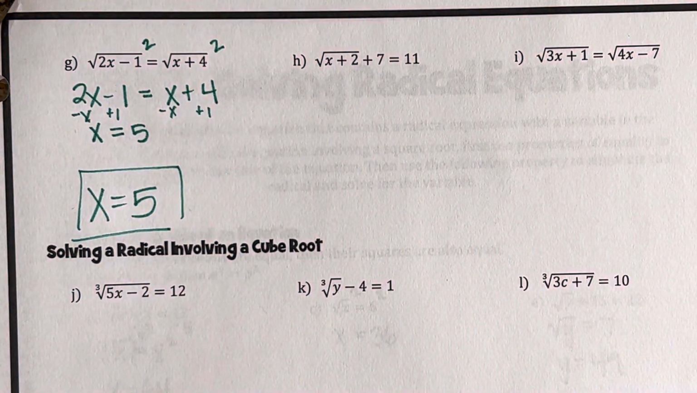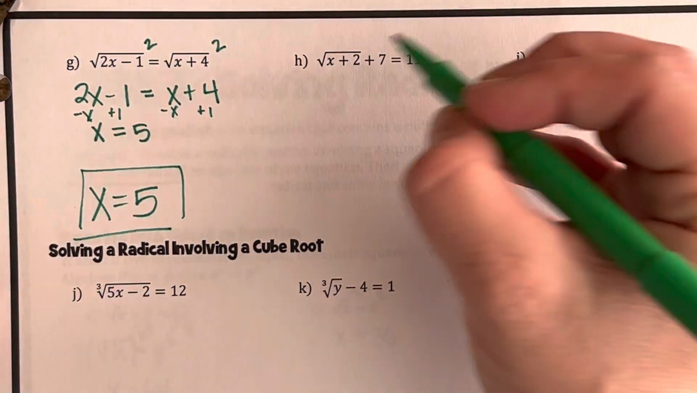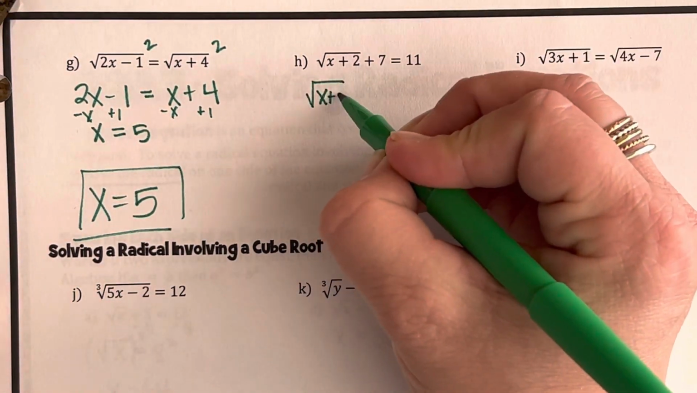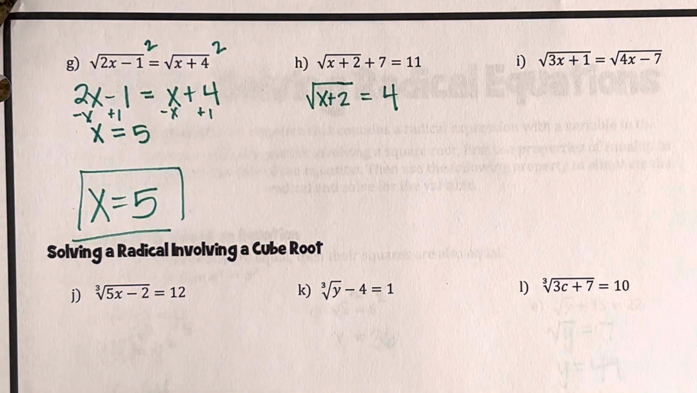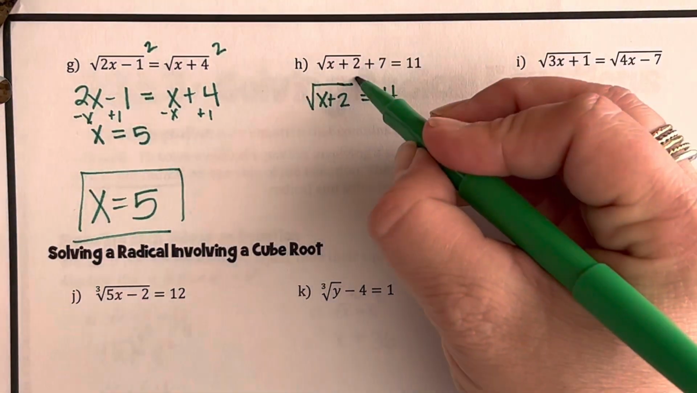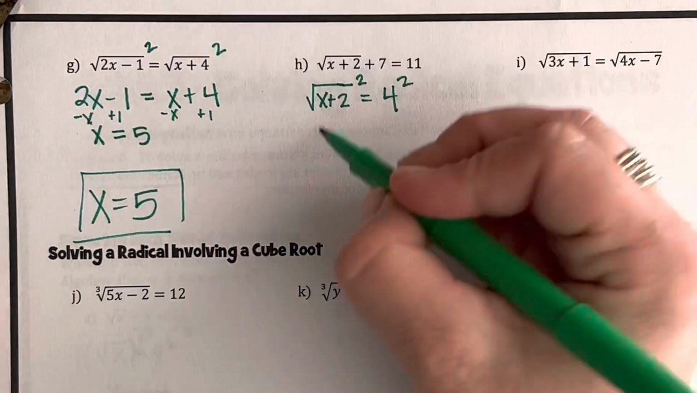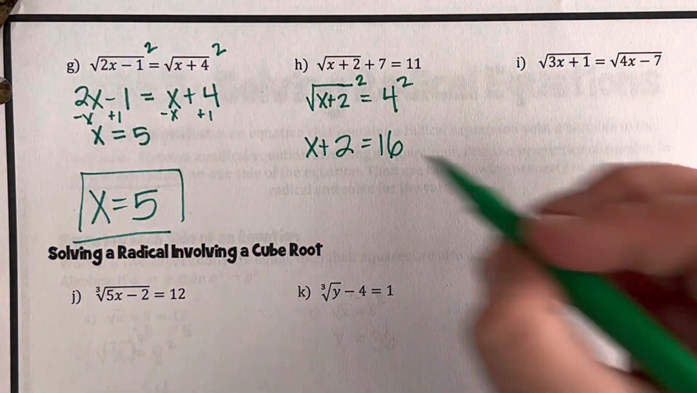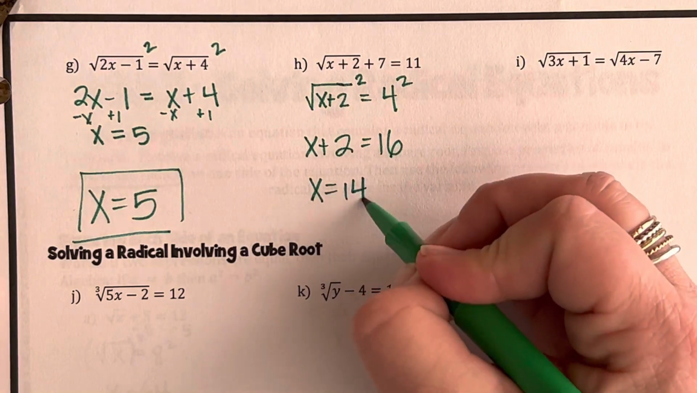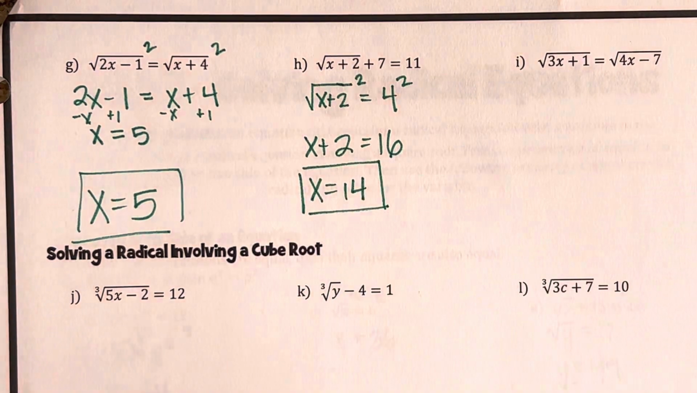Okay, so on letter H, we have to isolate the radicand. So I'm going to subtract 7 first. So the square root of x plus 2 equals 4. Now I'm going to go ahead and square both sides. So x plus 2 equals 16. Subtract 2, and x would be 14.